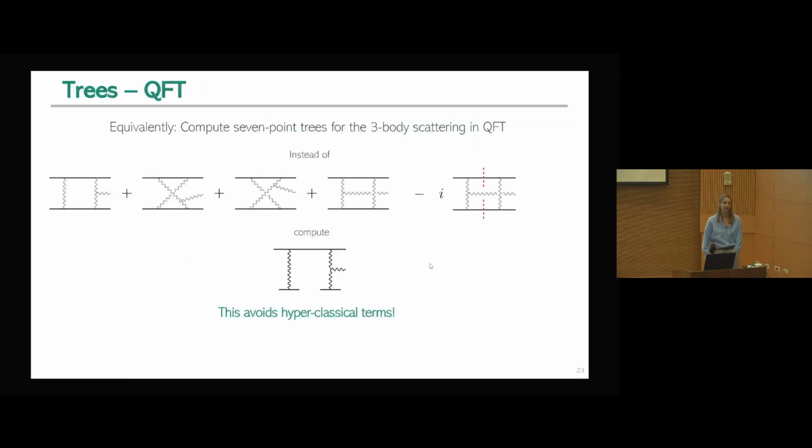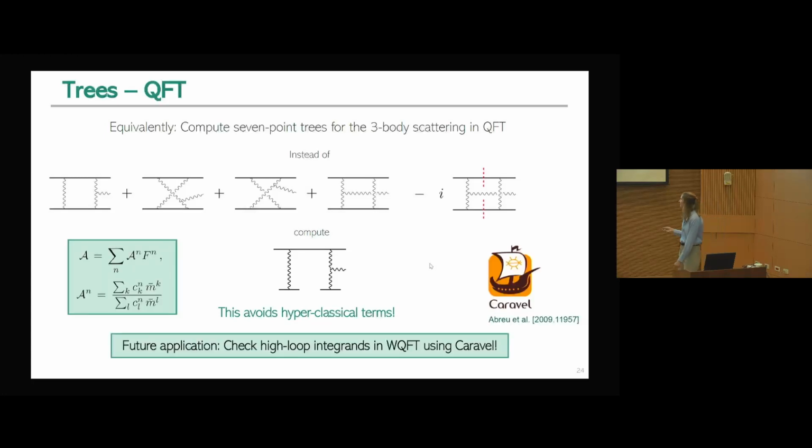Since we are big fans of QFT and validating things, we found, well, we can also do this using Caravel. While also computing these trees in worldline QFT, these actually are equivalent to computing these 7-point trees of the 3-body scattering using a minimally coupled Proca theory. Now, what is great about this is we do not have to do all these cuts, we do not have to do all these loops, we do not have to subtract any hyperclassical terms. We directly get this classical tree, and then we can just reconstruct.